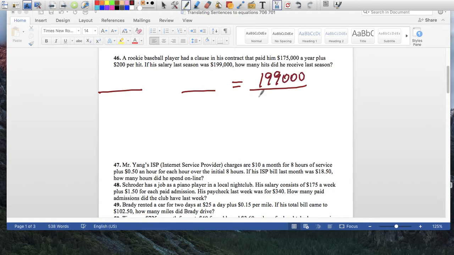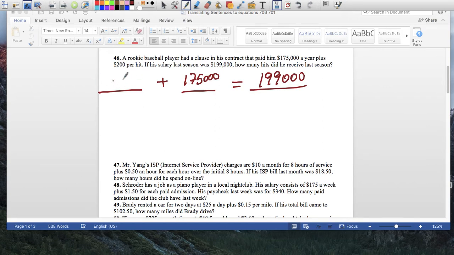So he made $199,000. Isn't that great, to make $199,000 for doing something you're good at? Out of the $199,000, he was guaranteed $175,000, and then he made the rest. So obviously he hit some balls, he made contact with some of the balls, and every time he hit the ball, he got $200. We have to figure out how many hits he had, because obviously he got more than 175,000, since that's his salary just for being there, and he got extra by hitting balls.